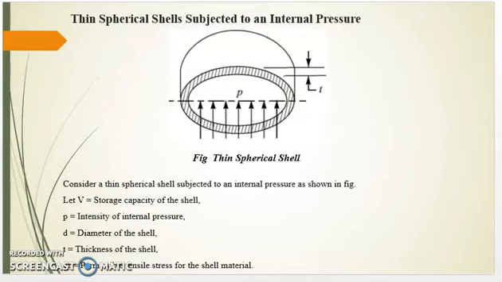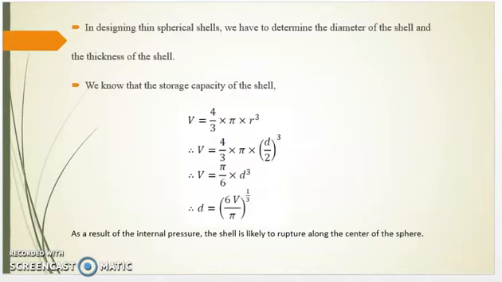Now we will see thin spherical shells subjected to an internal pressure. This is now a spherical shell. This is thickness t. It is subjected to an internal pressure P. Therefore, let V be the storage capacity of the shell, P the intensity of internal pressure, D the diameter of the shell, t the thickness of the shell, and sigma t the permissible tensile stress for the shell material.